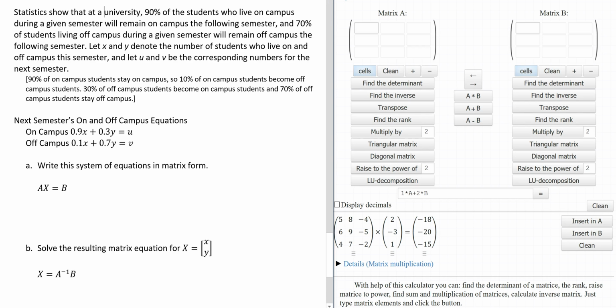Let X and Y denote the number of students who live on and off campus this semester, and let U and V be the corresponding numbers for the next semester.